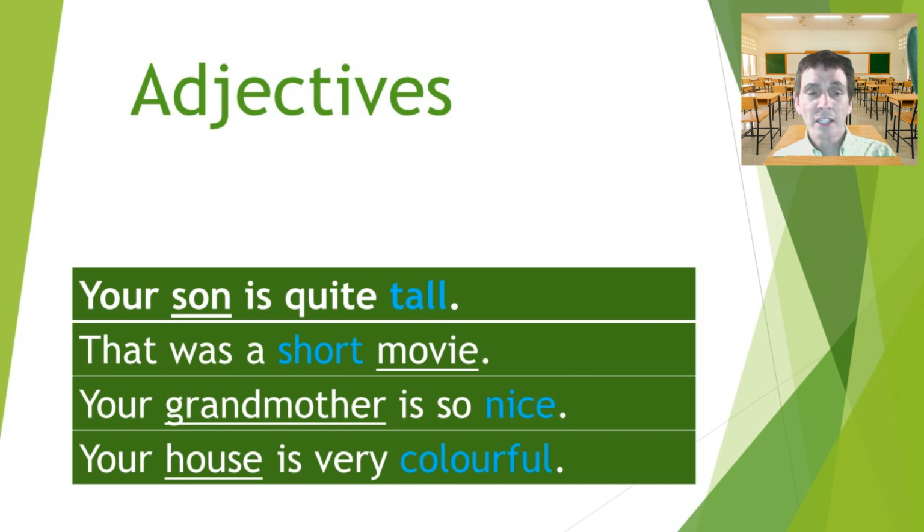colorful describes or gives us information about the house. And we can see that the adjective can come after the noun, as in your son is quite tall, or it can come before the noun, as in that was a short movie. So again, we'll be talking about these things in future videos as well.